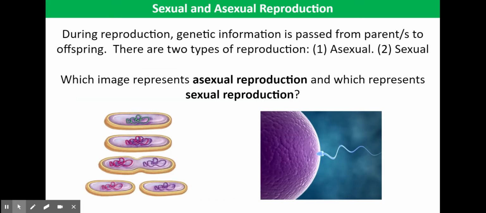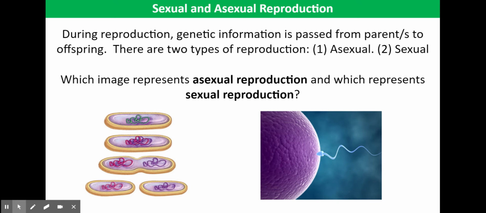So during reproduction, genetic information is passed from parent to offspring, or parents to offspring. There are two main types, asexual and sexual. Now I've included two images on the slide in front of you. Which one do you think relates to sexual and which one do you think relates to asexual? You'd be correct if you said the left-hand image represented asexual reproduction. That's an example of a bacteria budding, whereas the right-hand image is an example of sexual reproduction, where you've got the coming together of two gametes.